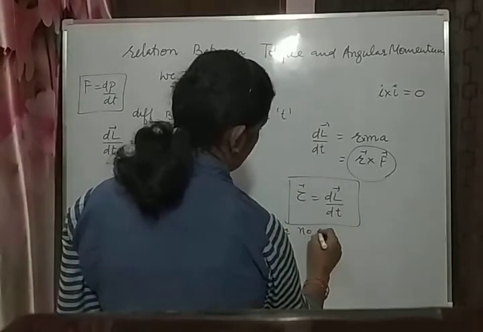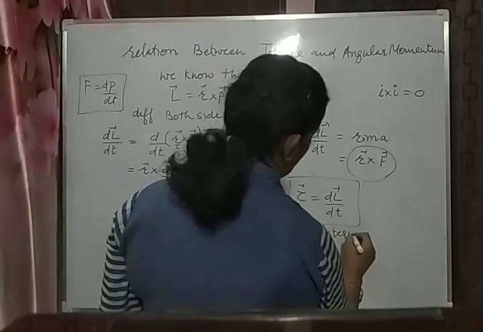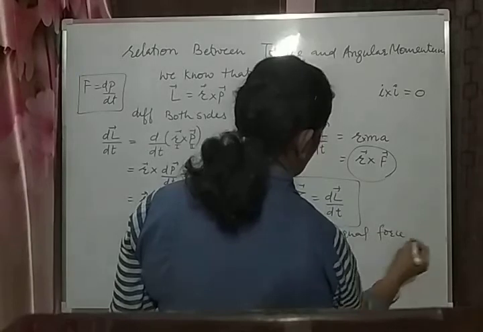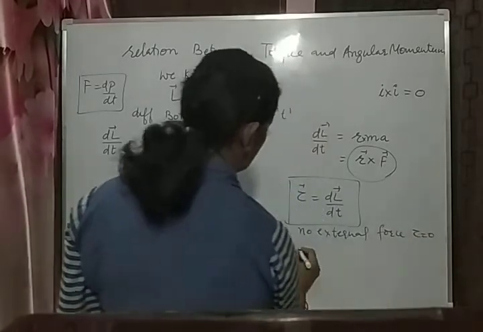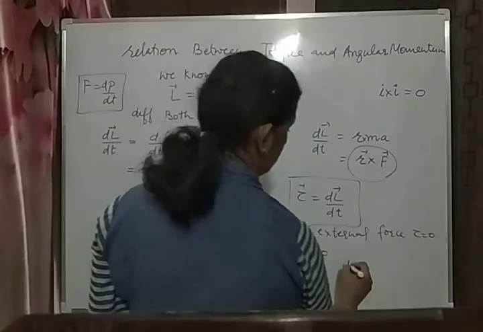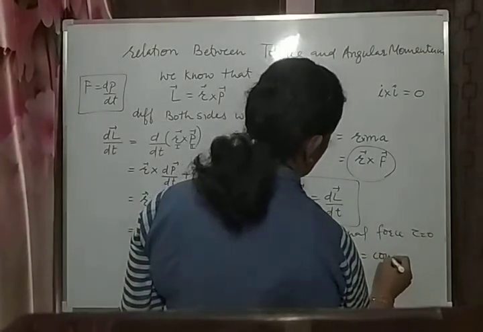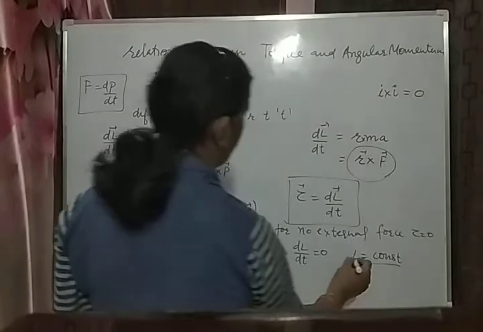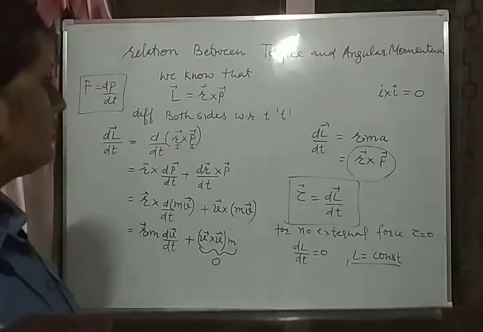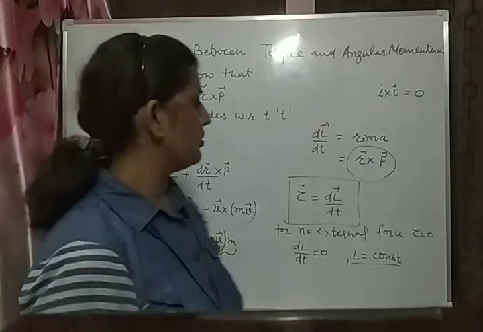For no external force, you can add one more line: for no external force, tau is equal to 0. So dL by dt is equal to 0. So you can say that L is constant, the angular momentum is a constant quantity. This is the most important relation for you. With this, today's topic is over.